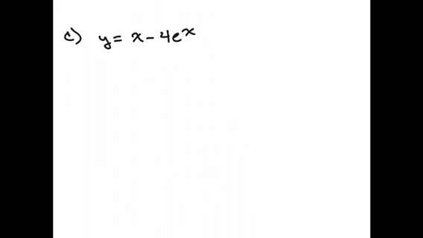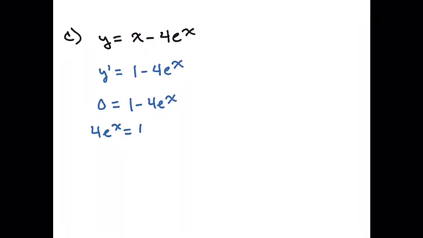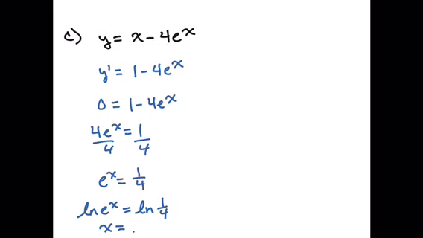Okay, let's try another one. The derivative of this function is 1 minus 4 e to the x. If we set that equal to 0, I can add 4e to the x to both sides, divide both sides by 4. I get e to the x equals 1/4. And when we want to solve for an exponent, we take a log of both sides. So I get natural log of e to the x is natural log of 1/4, which natural log of e to the x is just x.